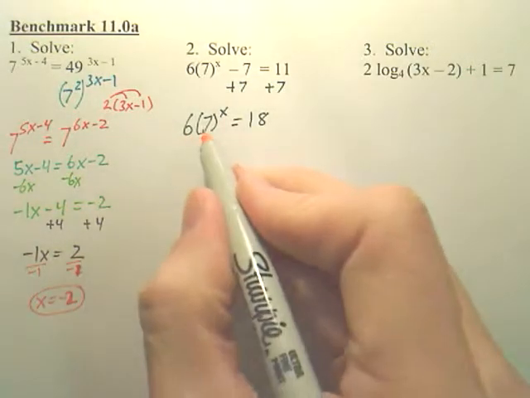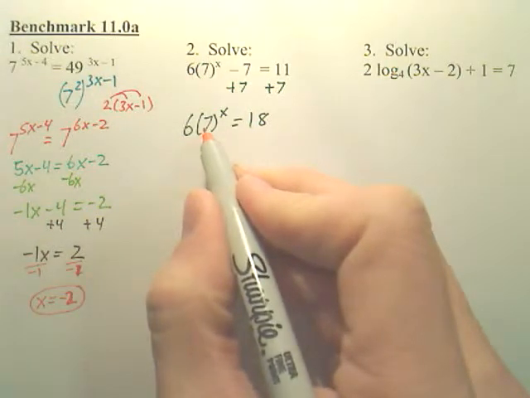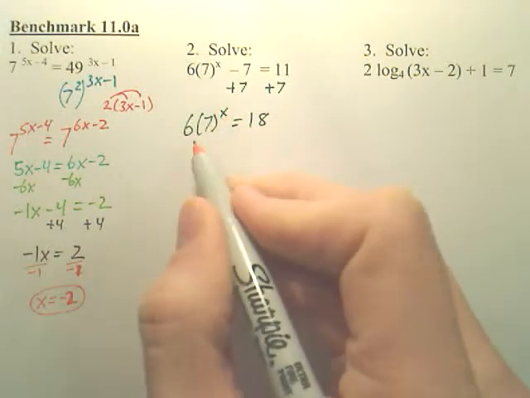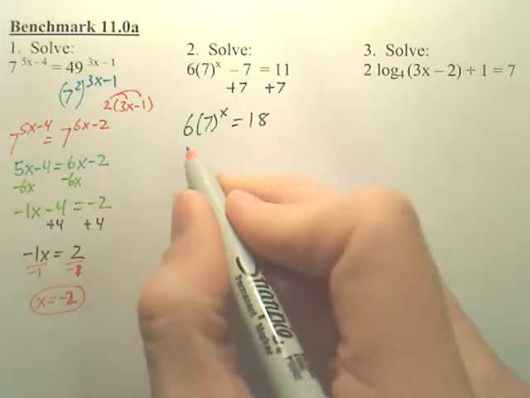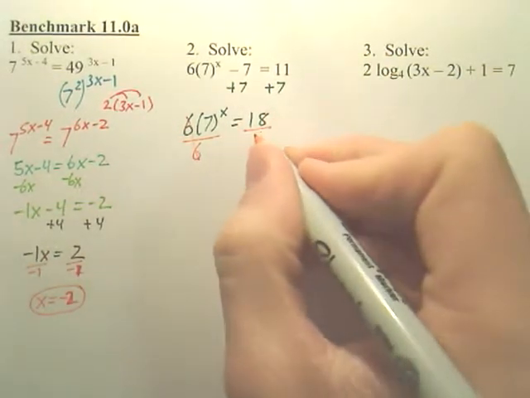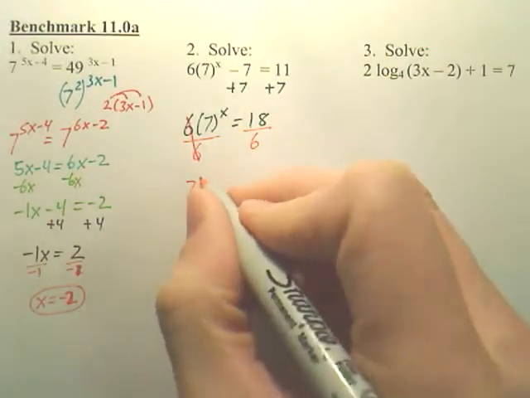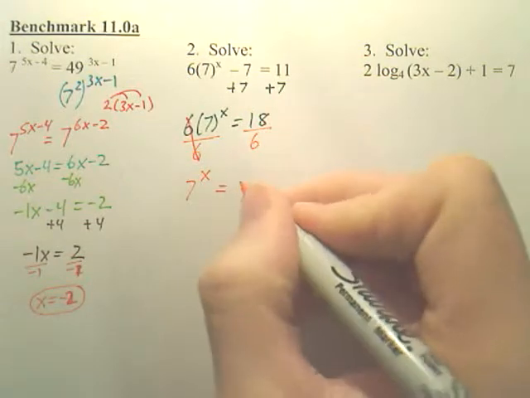Next, we want to get the 7 by itself. Now, a lot of people like to go 6 times 7, but you can't do that, because that 7 has a power, so you can't bring that 6 in there. So to get rid of the 6, you divide it over. That's gone. So when that disappears, we end up with 7 to the x equals, looks like 3.